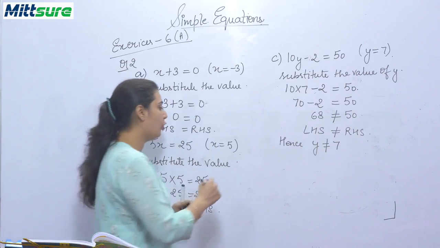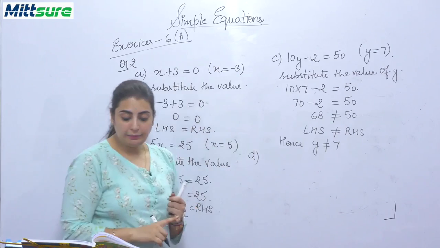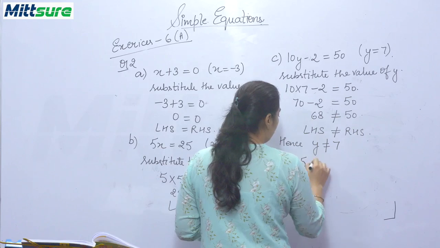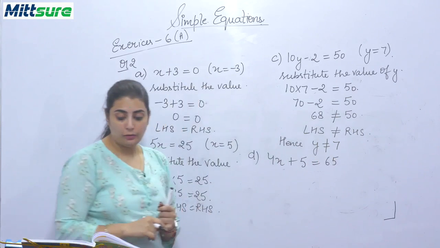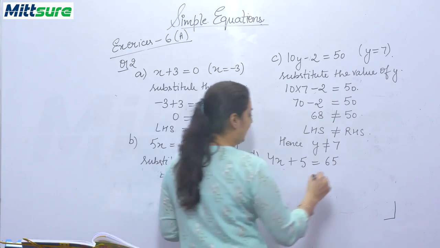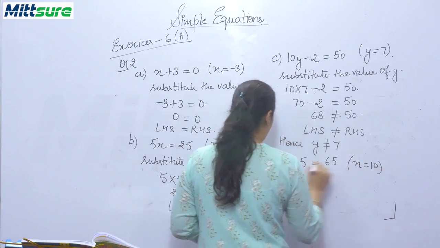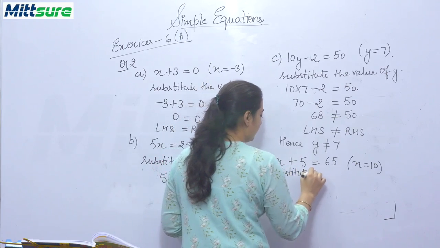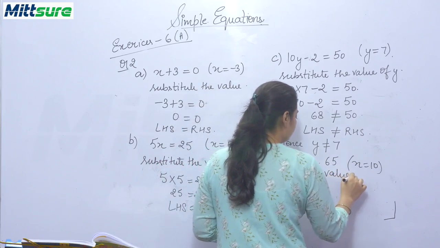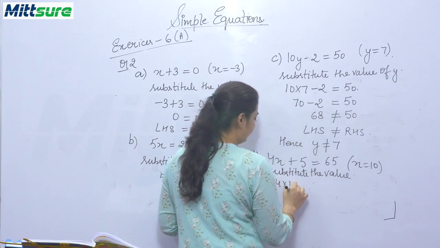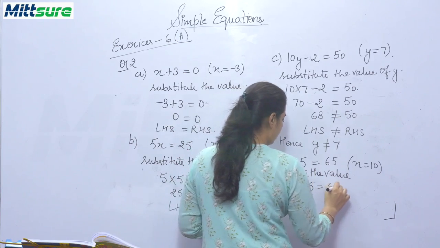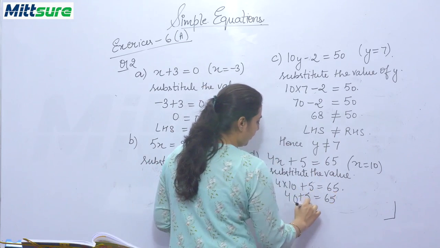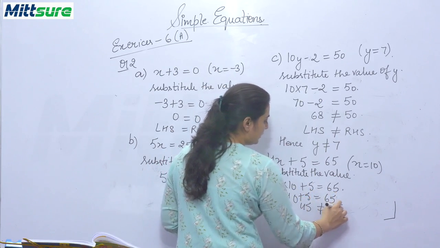Next, D part I have got. In D part I have got 4x plus 5 equals 65. Okay, now here the value of x is 10. So again, substitute the value. 4 into 10 plus 5 equals 65. 40 plus 5 equals 65. 45 is not equal to 65.